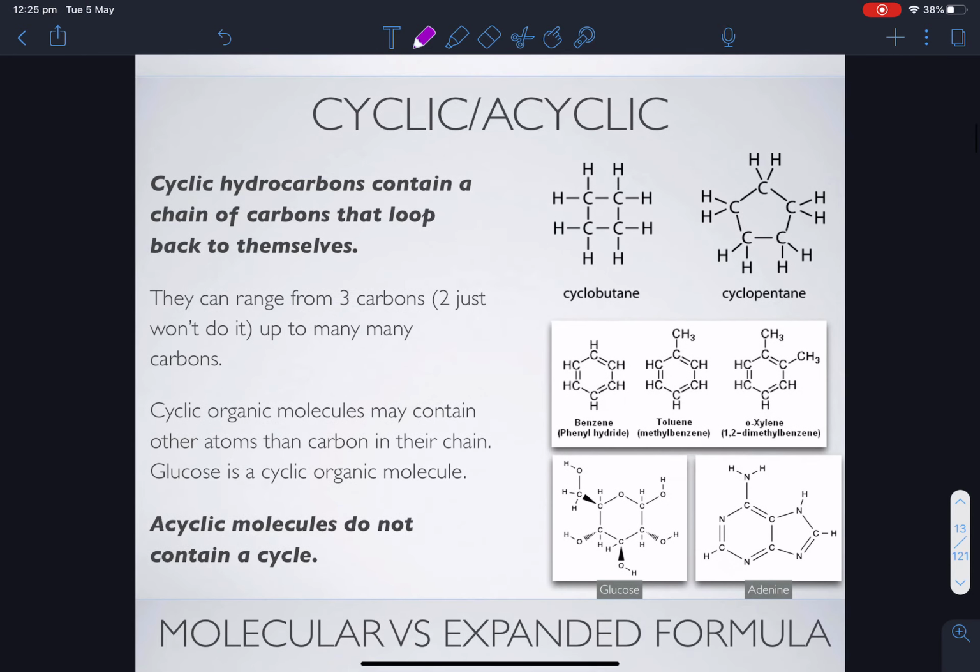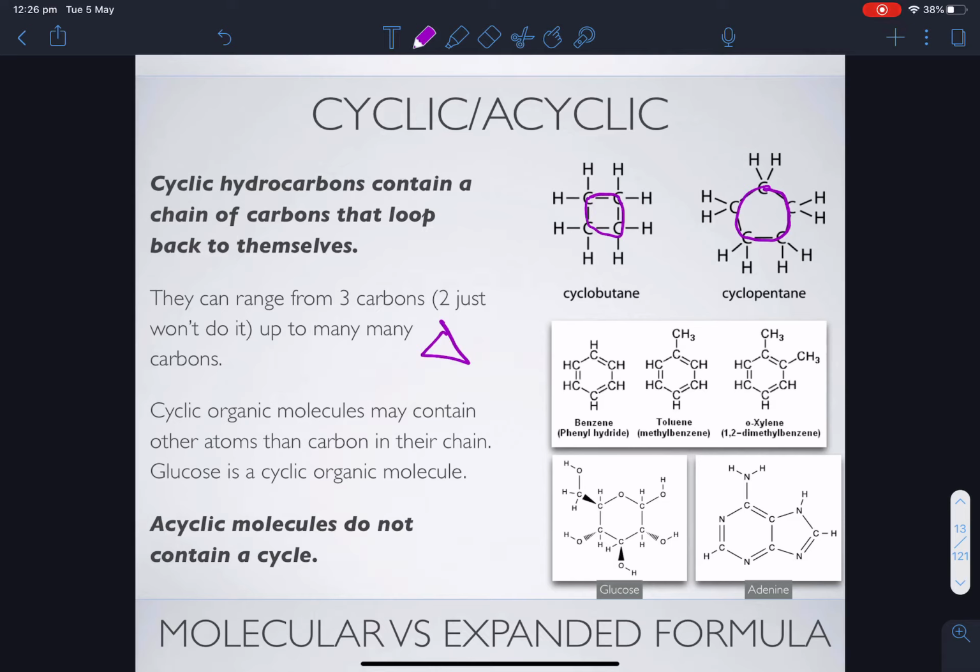Okay, another property is we can get the carbons forming a ring, and we call that a cyclic hydrocarbon. So a cyclic hydrocarbon contains a chain of carbons in a loop that comes back to itself. Like here with cyclobutane, we've got a loop of 4, and cyclopentane, we've got a loop of 5. So you need to form a loop. You can't form a loop with 2 atoms, so the smallest one's going to be 3 atoms, and they can get bigger. Okay, there's a limit too, though.